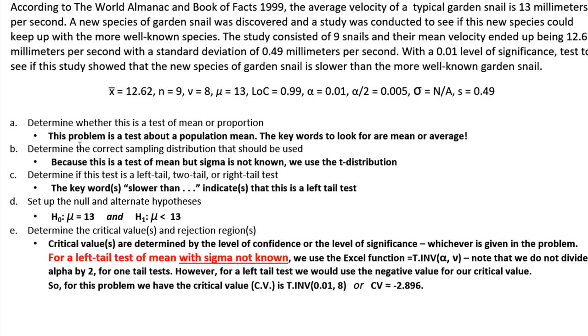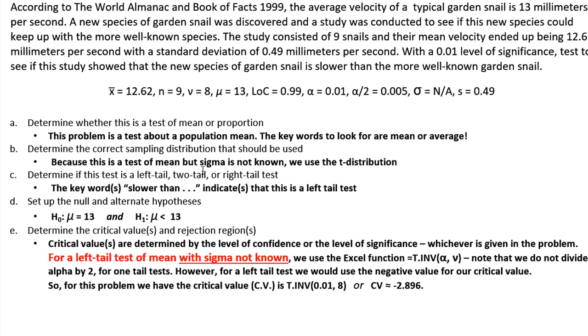Next, we have determine whether this is a test of mean or proportion. Already done that. It's a test of mean. And determine the correct sampling distribution. Because this is a test of mean, but sigma is not known, we use what we call the t-distribution. We already used the t-distribution for confidence intervals, but I'll show it to you again.